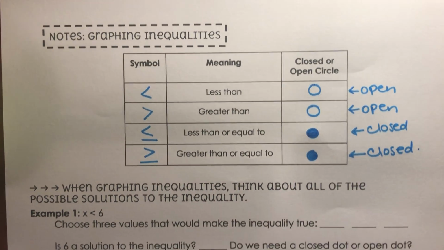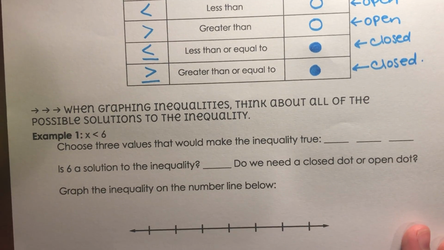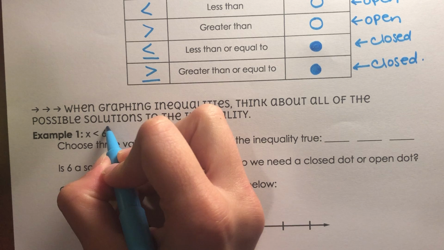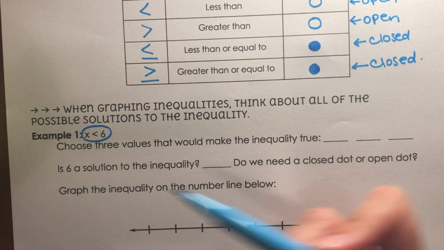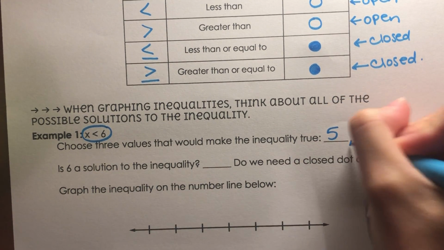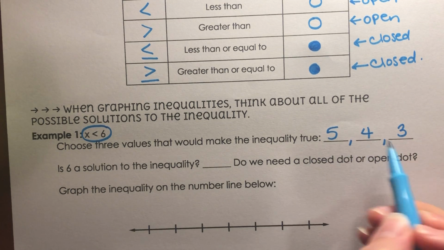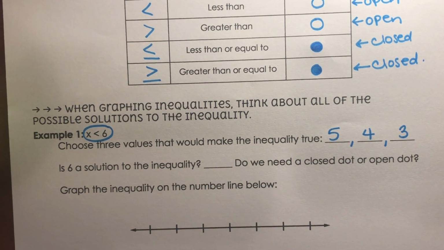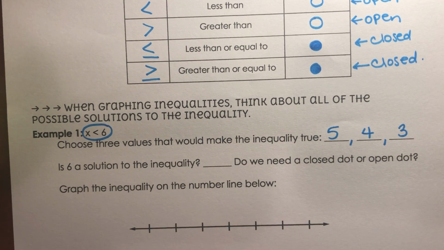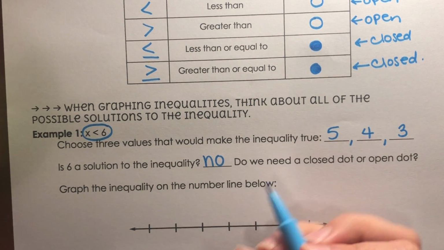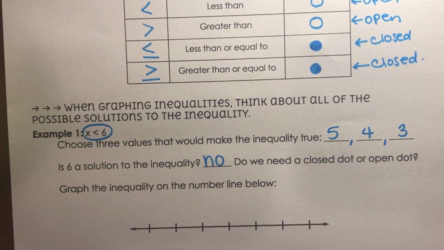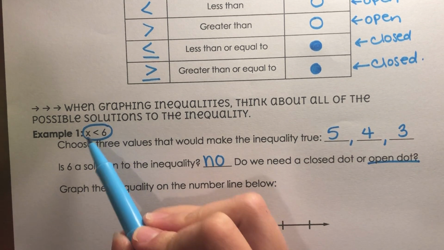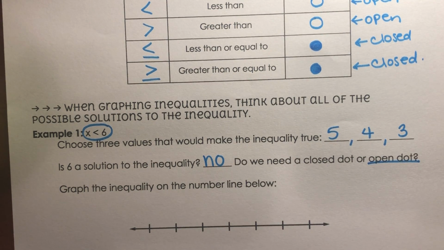Okay, so let's start with an example. So here we have x is less than 6. So let's think of 3 values that would make this true. We have 5, 4, and 3. All of these are less than 6. So is 6 a solution to this inequality? No, it is not, because it is less than 6, not less than or equal to 6. It does not include 6. So we are going to use an open dot. Okay, we have our less than sign, so we're using an open dot.